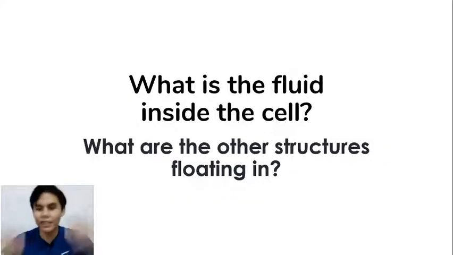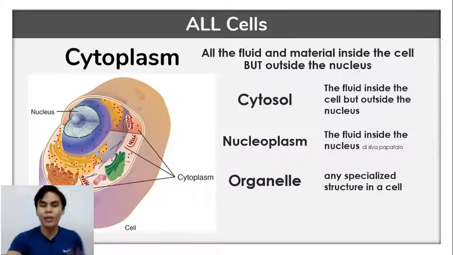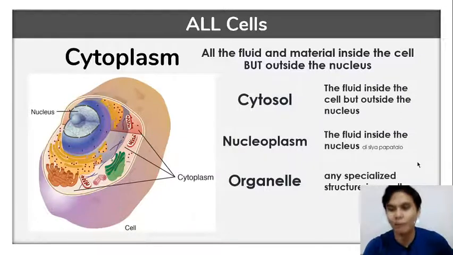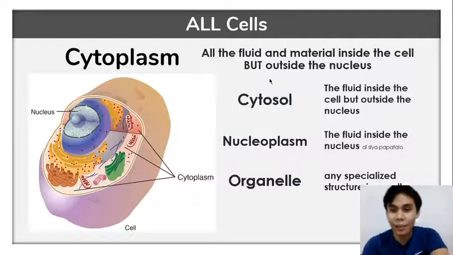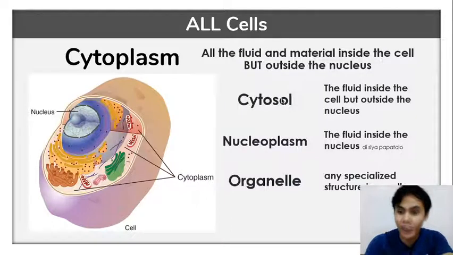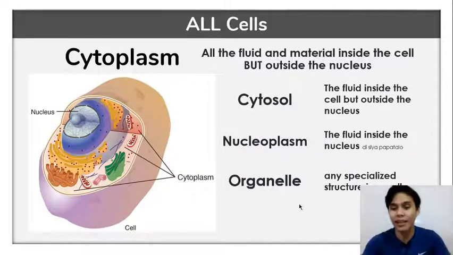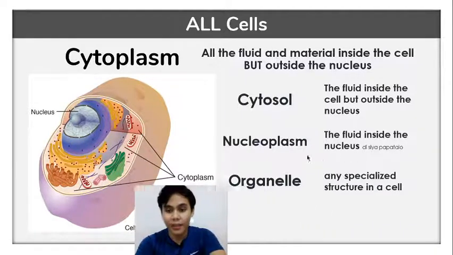So next, what is the fluid inside the cell? What are the other structures floating in? We call that the cytoplasm. Well, more specifically, the cytoplasm refers to all the fluid and material inside the cell, but outside the nucleus. So what that means is that the cytoplasm includes both the cytosol, which is the fluid inside the cell, and the organelles, so any specialized structure inside the cell.